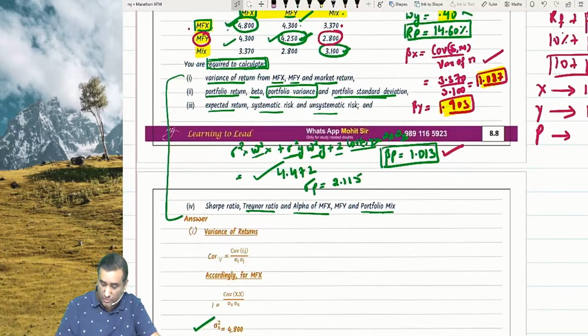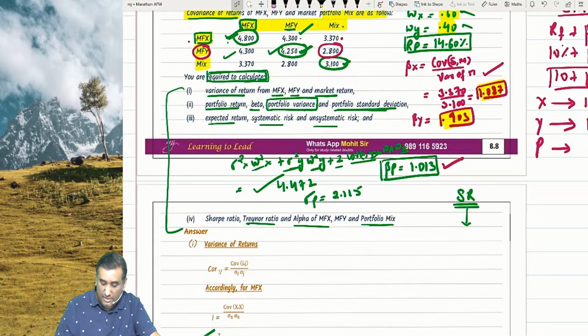Sharpe ratio would be equal to RP, return of a portfolio, minus RF. For X, RP is how much? 15 minus 10 divided by what? Now the problem is there.